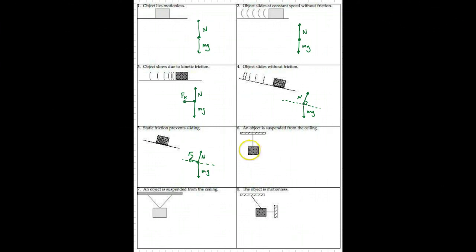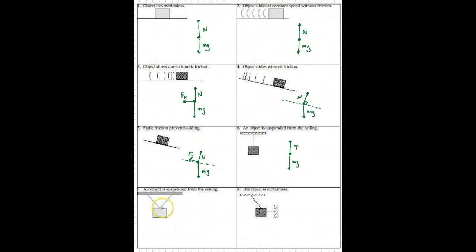Object suspended from the ceiling. It's interacting with the rope and the earth. So the weight is the force the earth exerts on it, and tension is the force the rope exerts on it. It's not touching the ceiling at all, so there's no force from the ceiling.